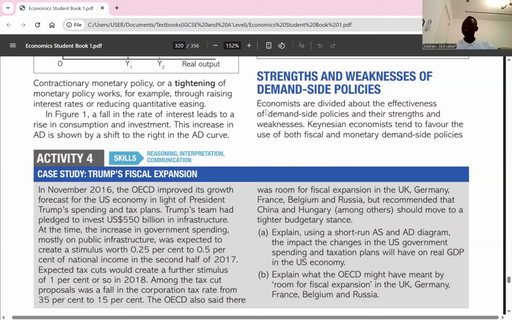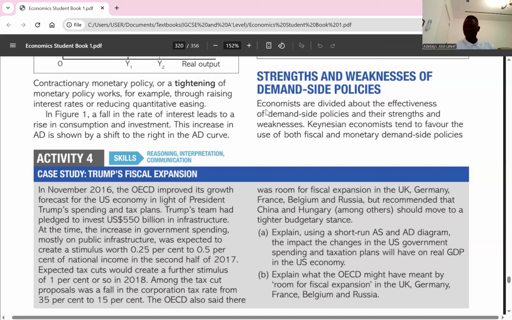So, the strengths and weaknesses of demand-side policies. We're talking about how demand-side policies are effective and why they are not effective. So we have the Keynesian and we have the classical economy. They have their own point of view regarding demand-side policies.